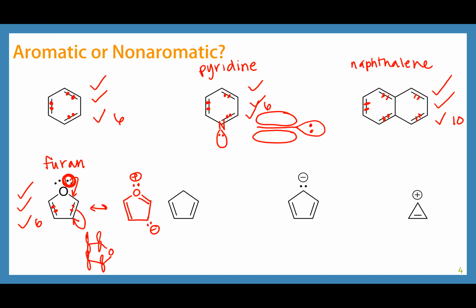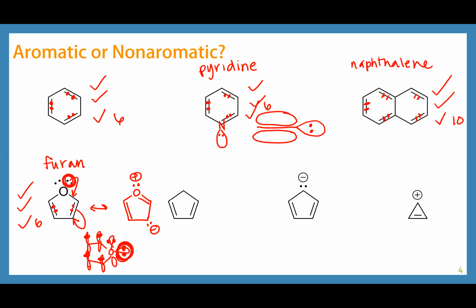We have our electrons here, here, here, and here. And then we have a pair here and a pair here in the hybridized orbital. So these are not part of the above and below arrangement. They're just off to the side.